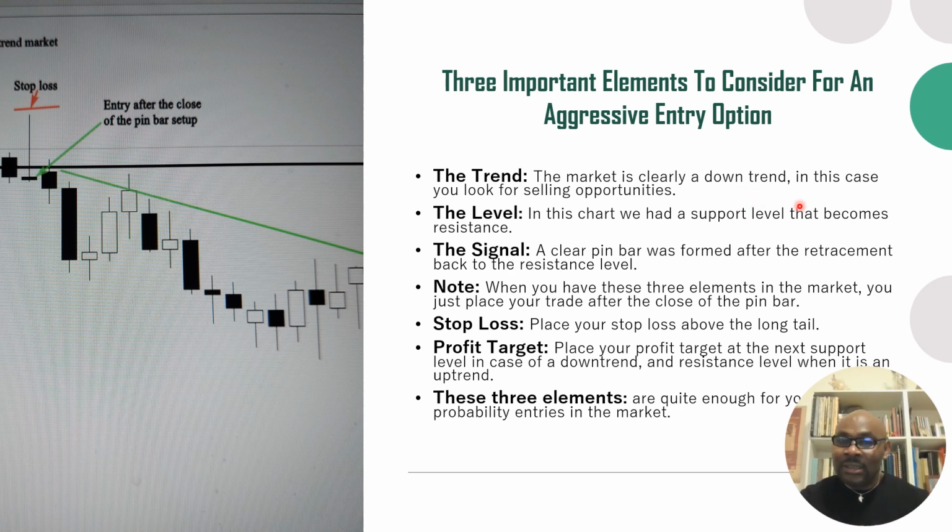an uptrend. In this case, you look for selling opportunity because when you look at this point, this is a downtrend. This is a signal, it's a downtrend. So all you will be looking for here is selling opportunity. Place your entry here, put your stop loss on top of the tail or wick.